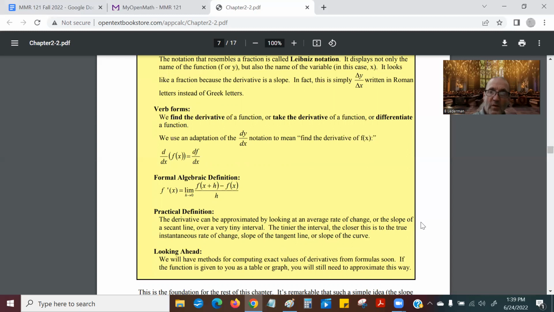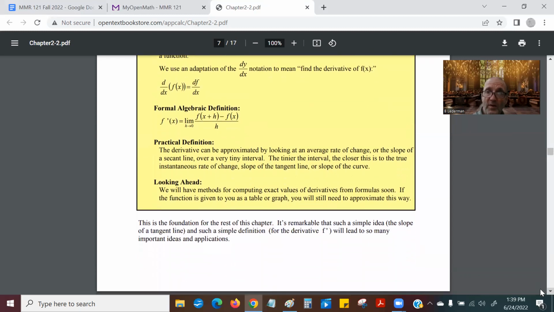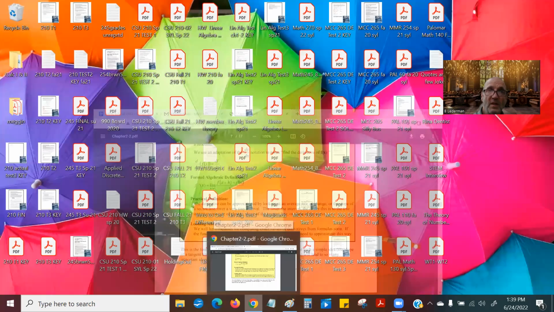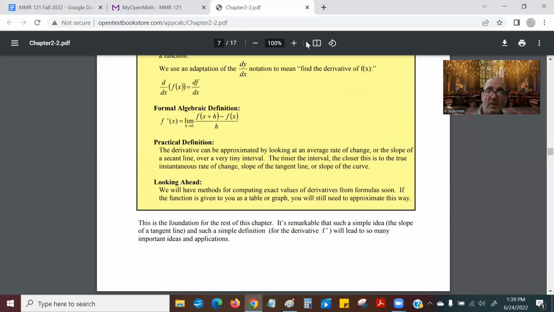And what we're going to do from this point on is find techniques for how to find a derivative. Now, one thing I didn't tell you is, let's go back to the example we were looking at before.